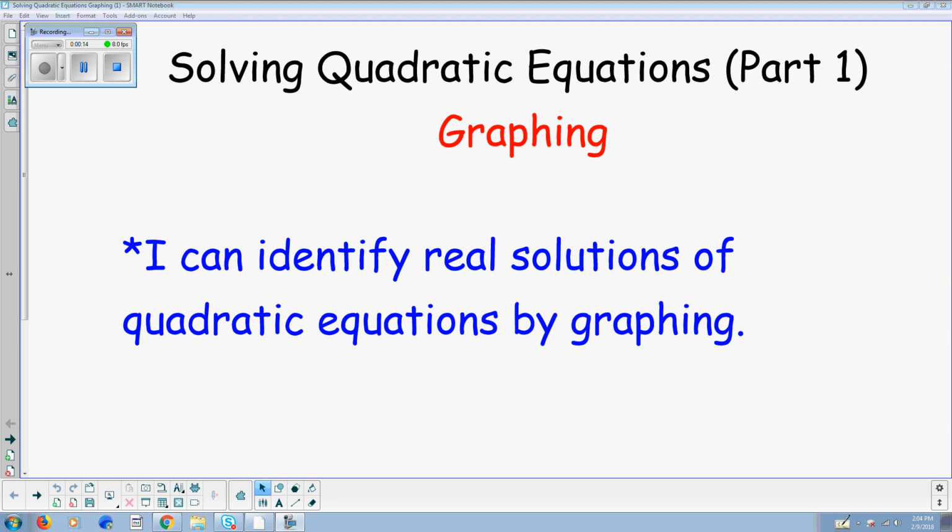Part 1 is solving quadratic equations by graphing. Part 2 will be factoring. Part 3 will be the quadratic formula. And part 4 will be solving quadratic equations that have complex solutions. So our learning target for today is: I can identify real solutions of quadratic equations by graphing.